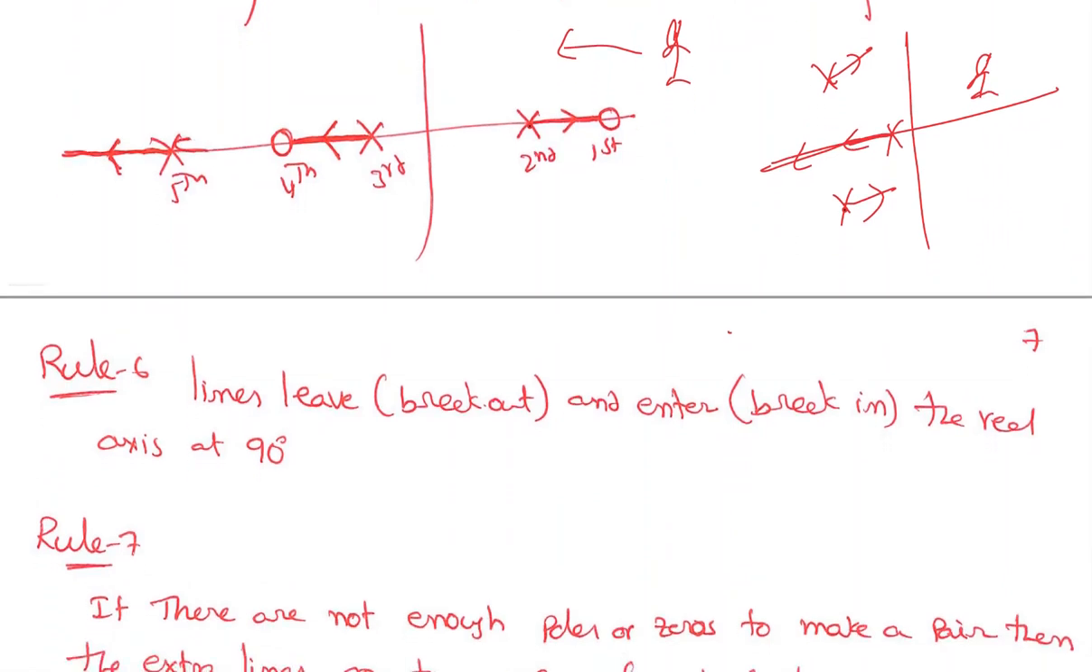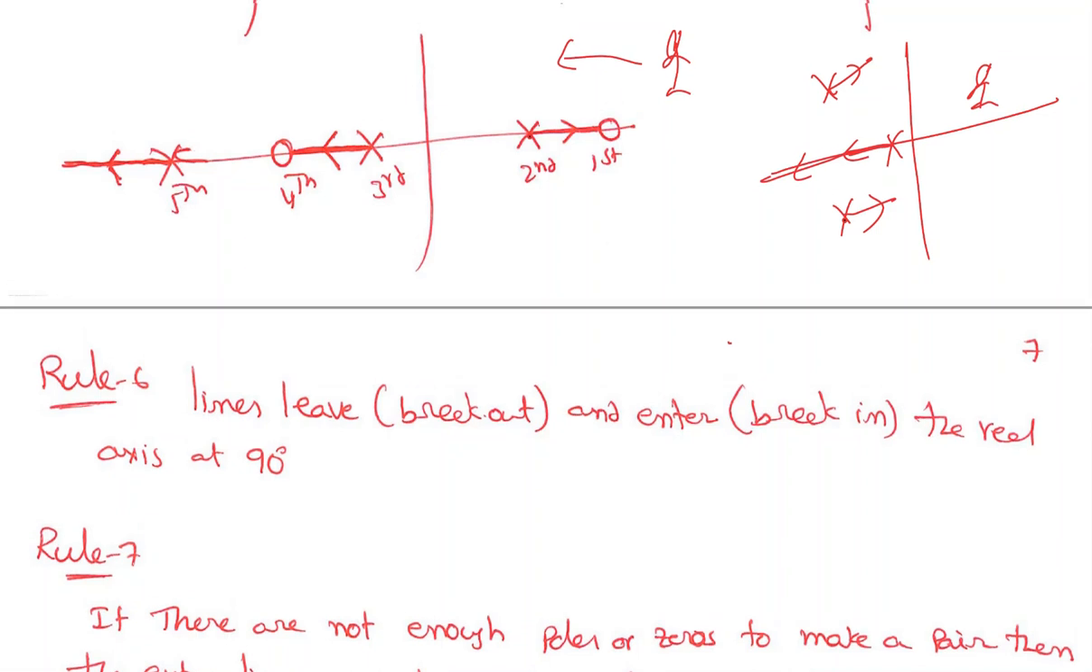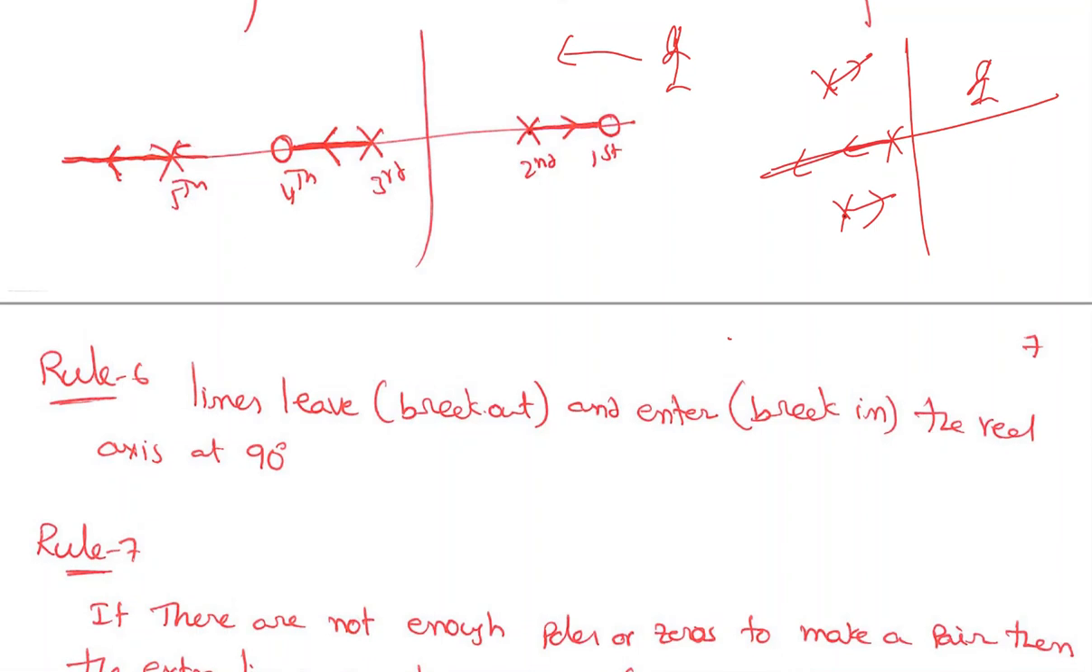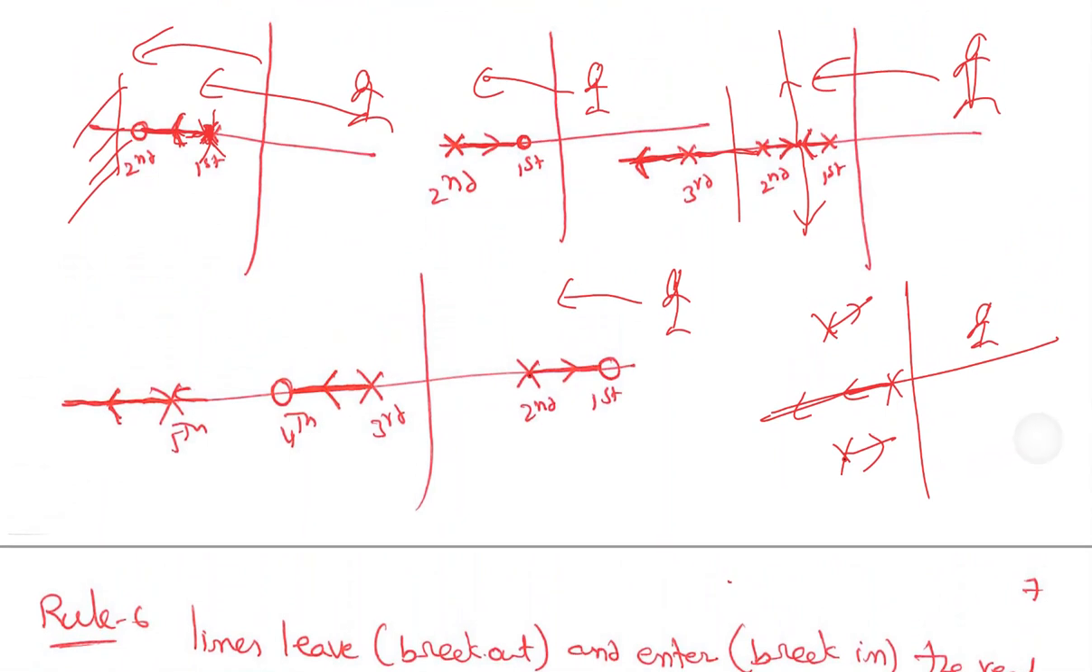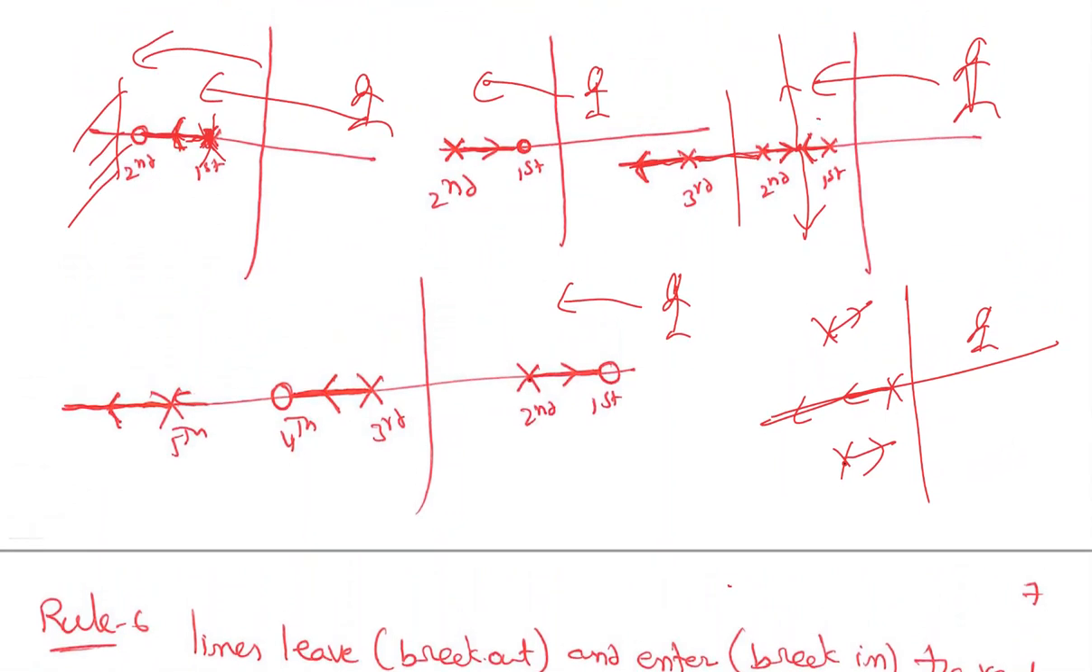Now rule number 6. Lines leaving the main axis is nothing but the breakaway point, and lines entering is the break-in point on the real axis, at 90 degrees. What I am saying here is that these two locus branches are coming over there, and they touch each other, and then they disperse from the real axis at 90 degrees.